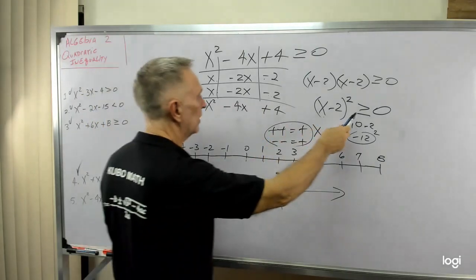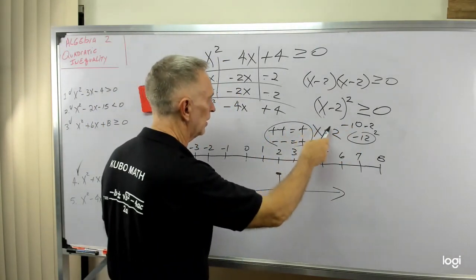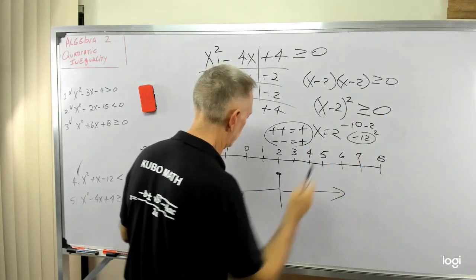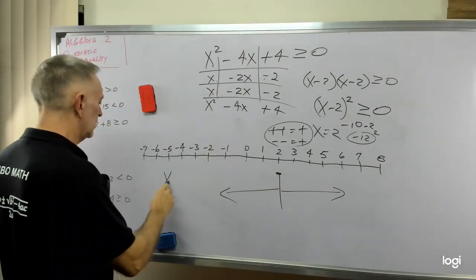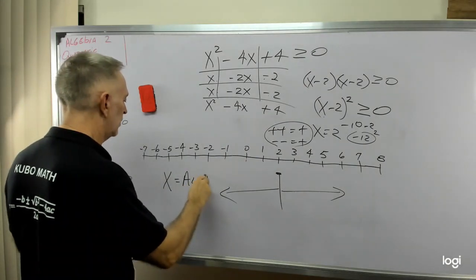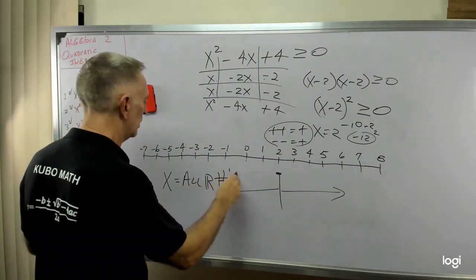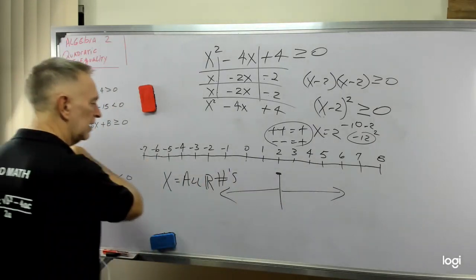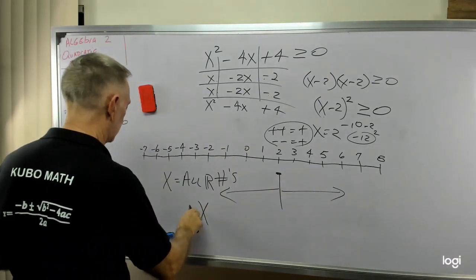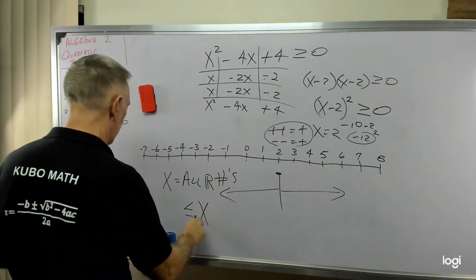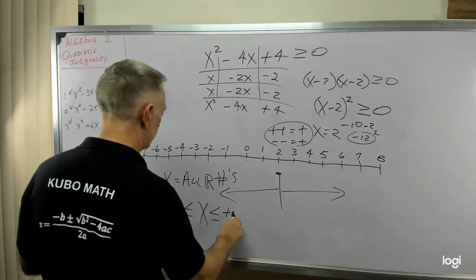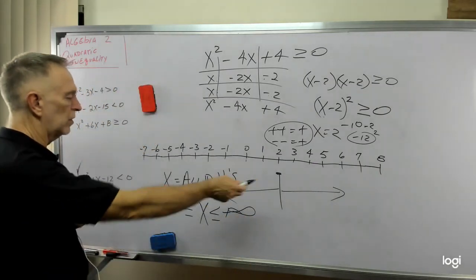Because it's greater than or equal to 0. So if you put the 2 in, 2 minus 2 is 0. 0 squared obviously is still 0, but it's equal to 0. So x equals all real numbers. All the way to negative infinity, all the way to positive infinity. So you could say x is greater than or equal to minus infinity, less than or equal to positive infinity. All real numbers.